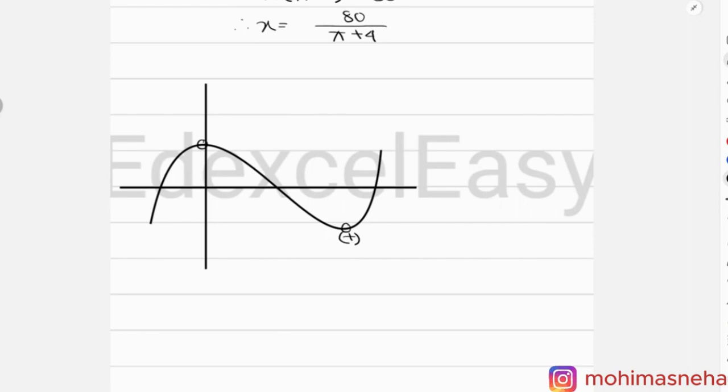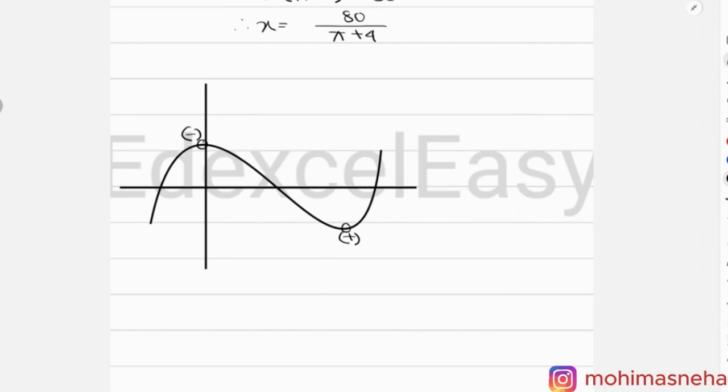Then that value for x was for the x coordinate of the minimum point. And if using the x coordinate of the first differentiation gives you a negative double differentiation value, then it was for the maximum point, right? This is how you're going to identify the nature over here.